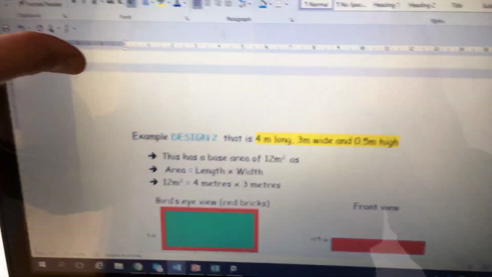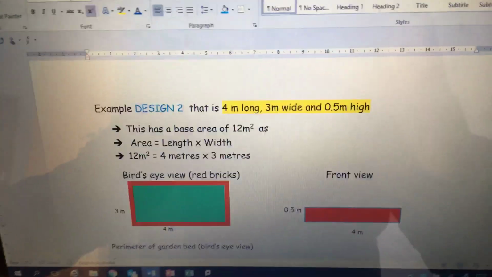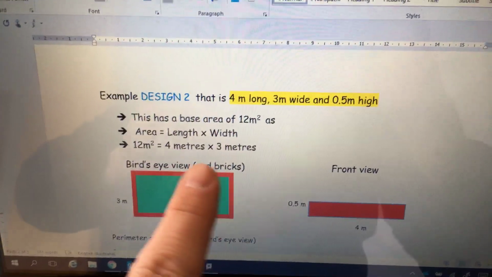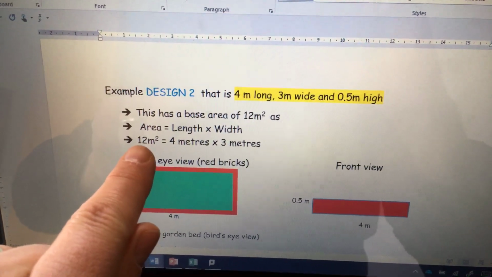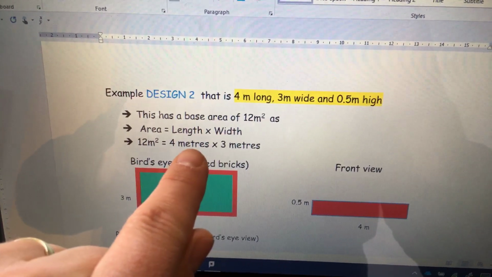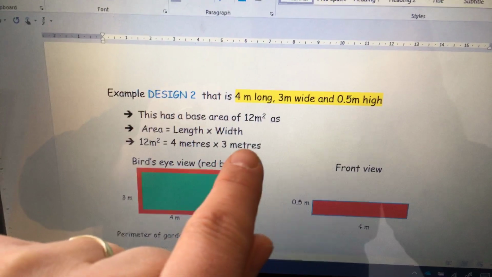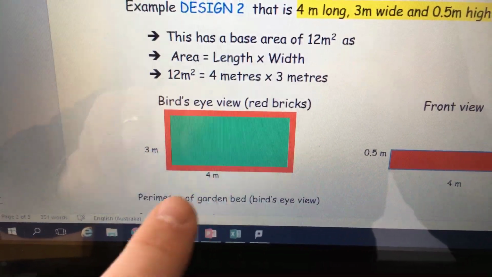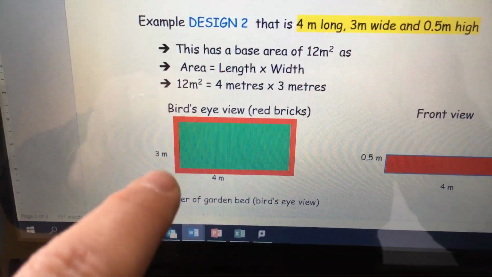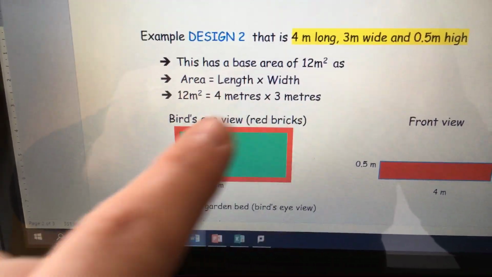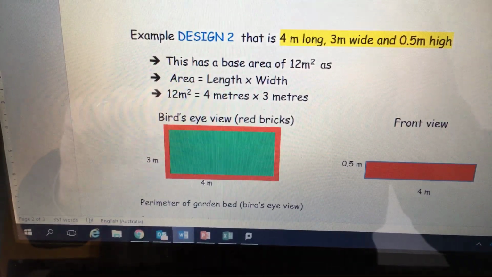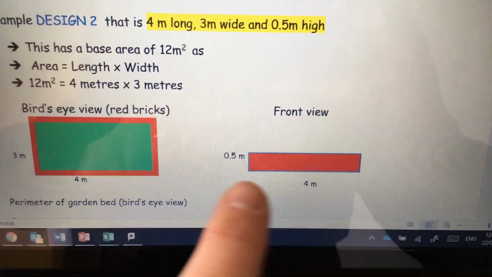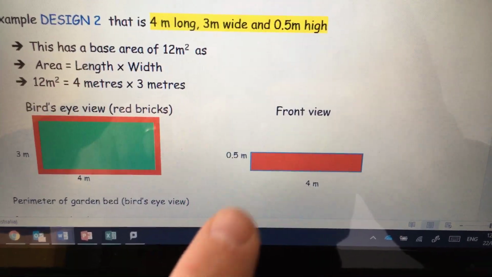Now I've got an example here. For design 2, that's where we get to choose the length and the width, but remember, it has to equal a base area of 12 metres squared. I chose a length of 4 metres and a width of 3 metres, because 4 multiplied by 3 gives us 12. Here you can see my bird's eye view. I've got my 3 metre wide garden bed and 4 metre long garden bed, with red bricks on the outside and lovely green veggies on the inside. Now my front view, you can see just the bricks here. So we've got 4 metres long along here and it's 0.5 metres high.